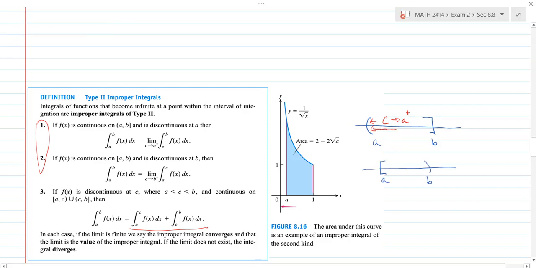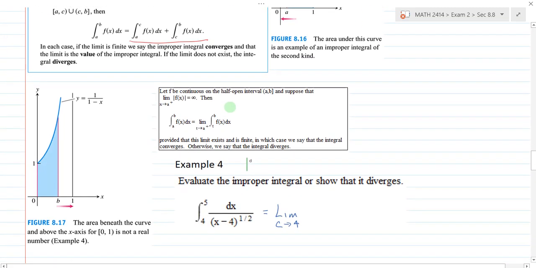If I had a vertical asymptote at b, there I would want to come up on b from the right-hand side. I would want to look at the limit as c approaches b from the left-hand side, because I'm approaching b from the left, not from the right. So this would be like this.